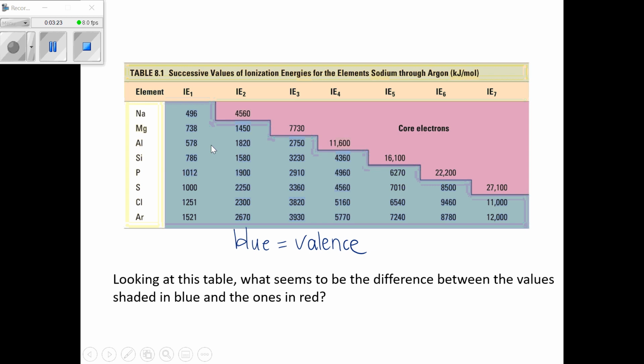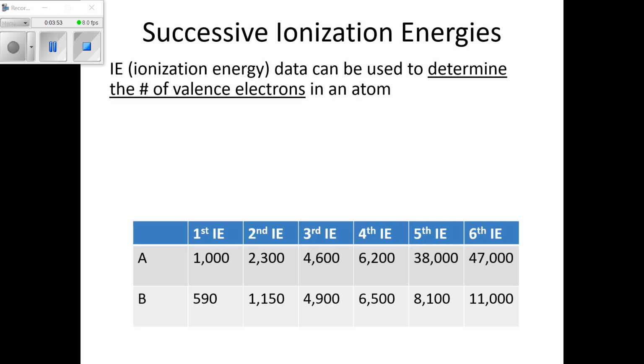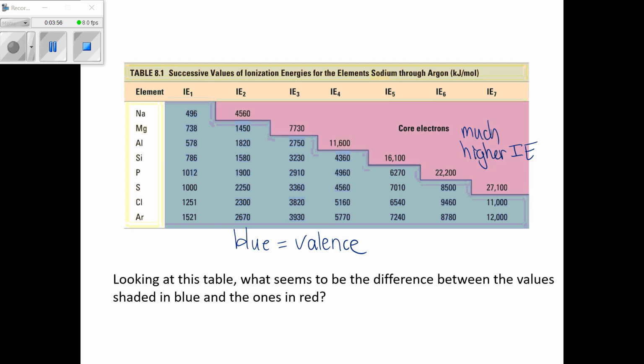For aluminum, its first 3 electrons are relatively easy to remove. And then if you want to remove that 4th electron, it is about 5 times harder. Silicon, its first 4 are relatively easy to remove, and then it's about 4 times harder to remove that core electron. So we'll see a big difference in the ionization energy for a valence electron versus a core electron. Core electrons have much higher ionization energies. And if you think about why that is, it's because they're going to be closer to the nucleus.